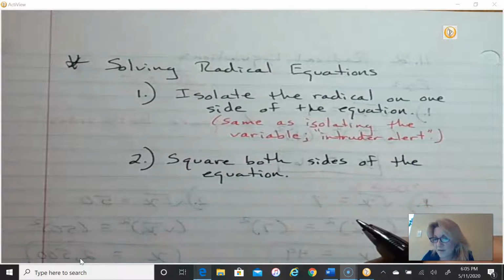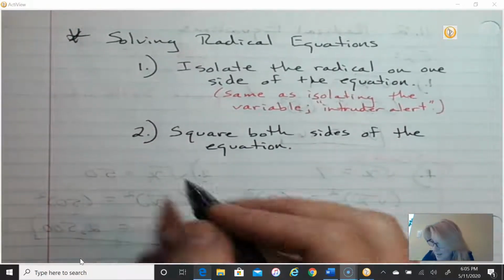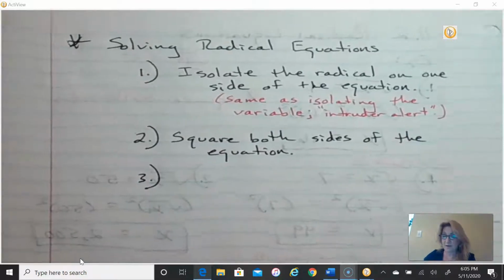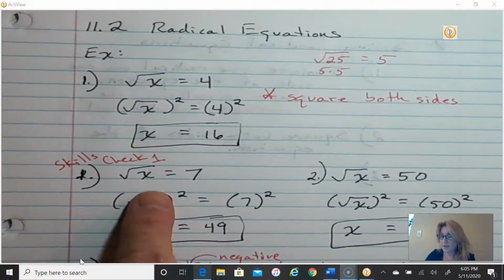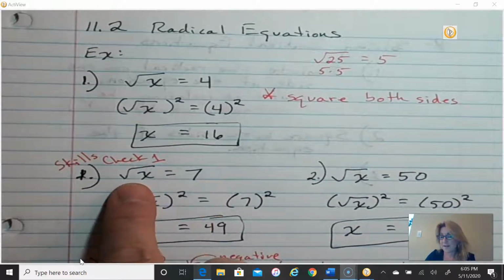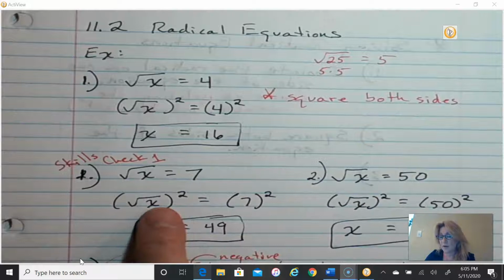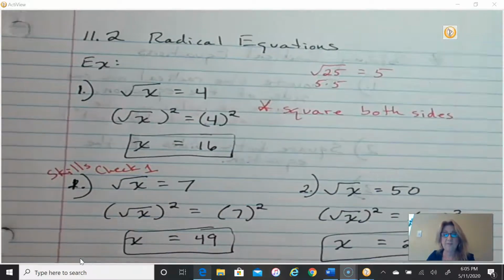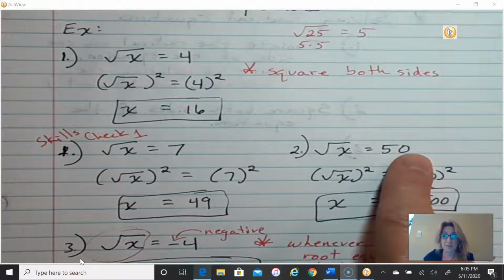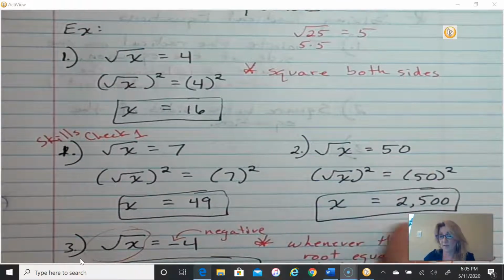I should have probably written these steps first. Step 3, and we just did that, squaring both sides of the equation. That's what we did. Basically, this is already isolated, and then we square both sides. It's all by itself, and then we have a number over here. We squared both sides, and we got an answer.